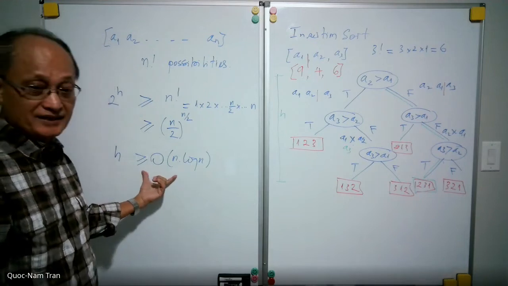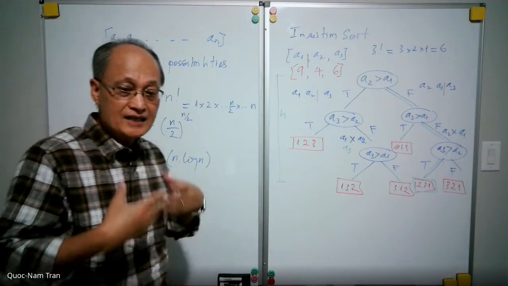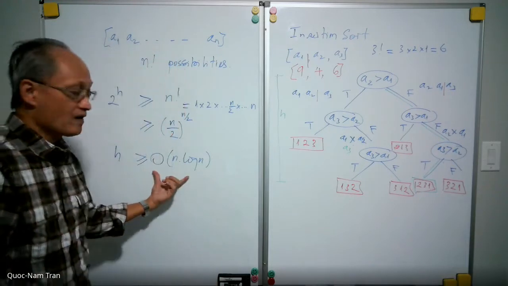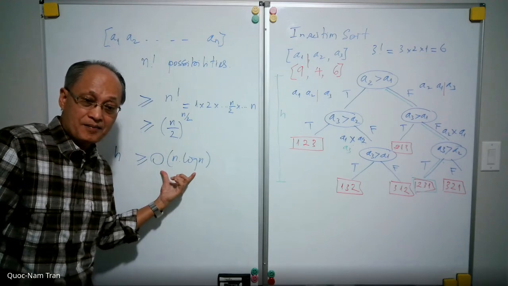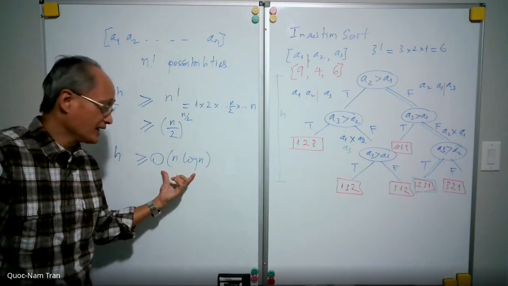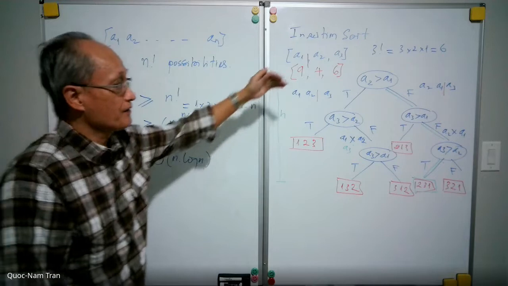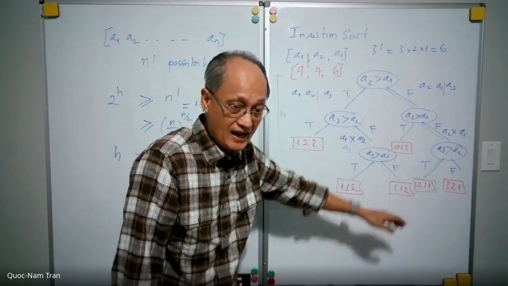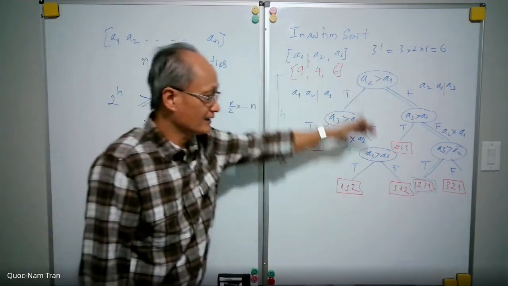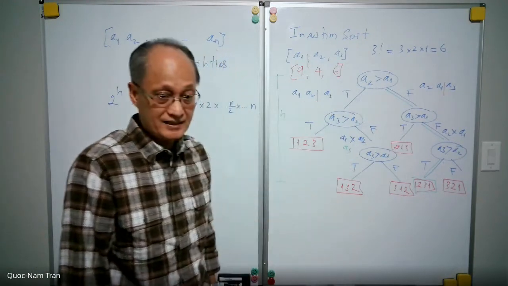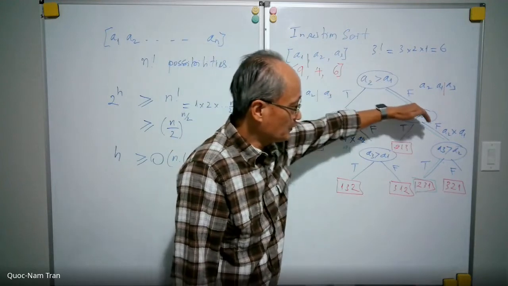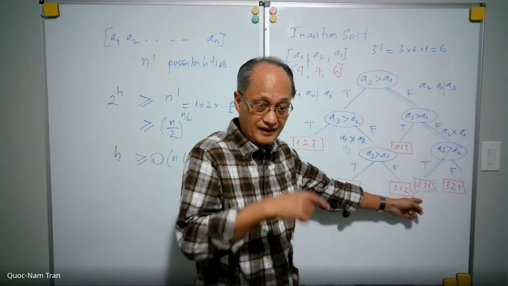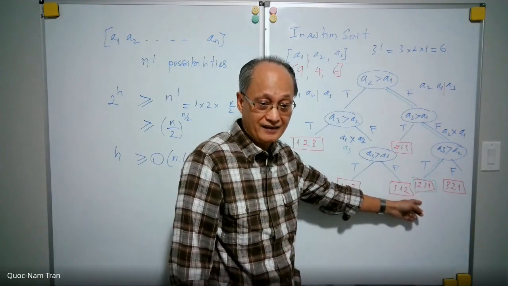What it means from here is that for any sorting algorithm, we cannot have a height smaller than n log n. If the tree has at least n log n height, then for the worst case situation, we have to go to the deepest level for the leaf, and then it's already n log n.